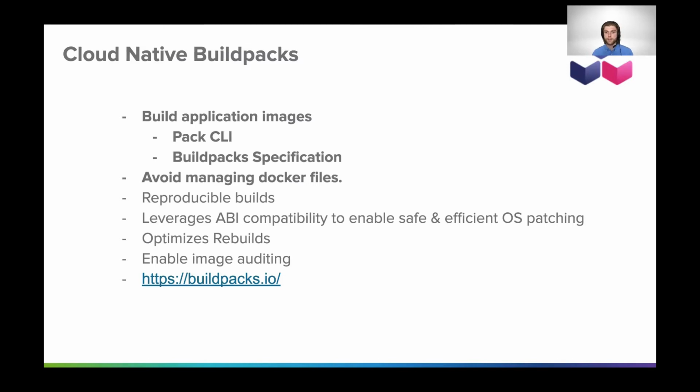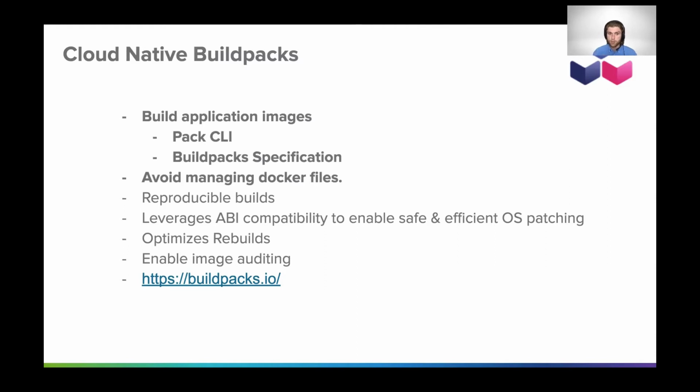Some additional benefits of using the tooling that the Cloud Native Buildpacks provide are reproducible builds. They leverage ABI compatibility in some of the stacks they provide to enable safe and efficient OS patching. So this is a really important point. If you have a libssl vulnerability, you don't have to rebuild your entire application. You should just be able to swap out those OS level packages at the very bottom.